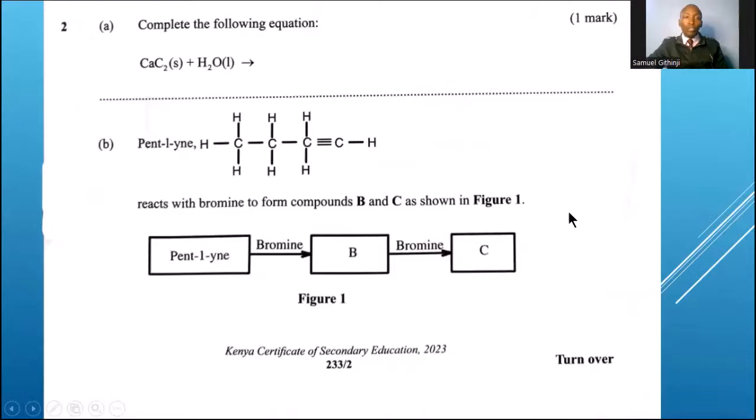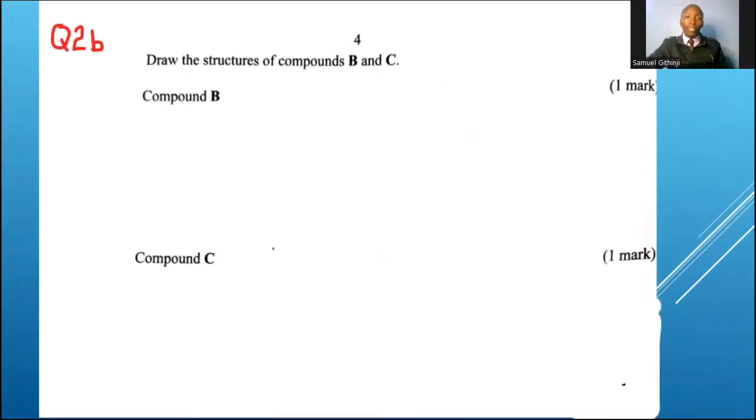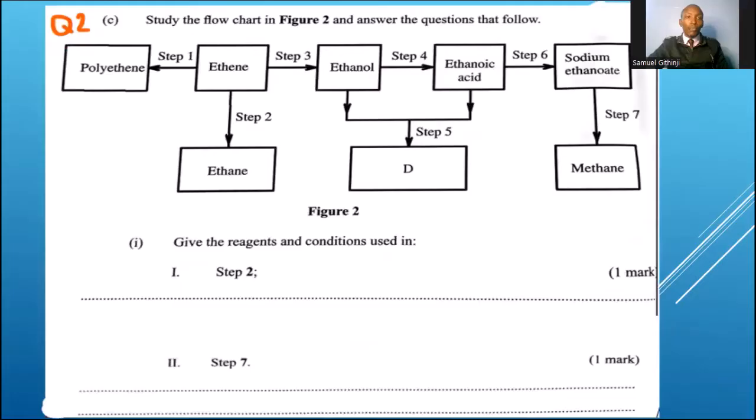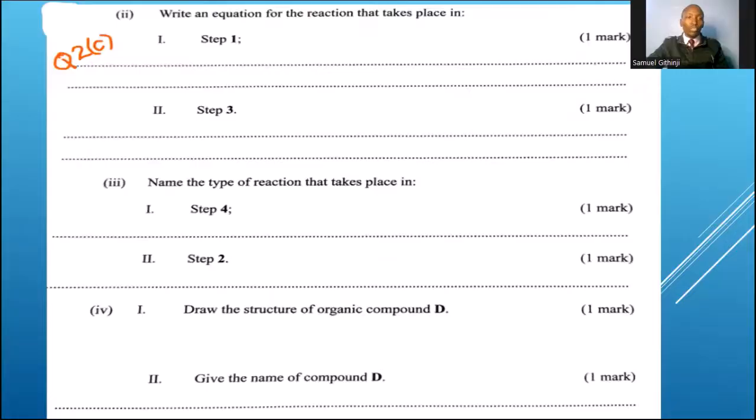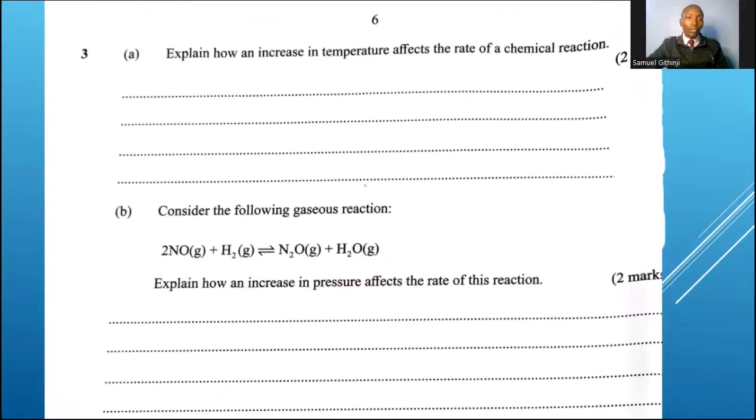Moving on to question 2, a question on organic chemistry. So that's question 1, question 2, A and B. Question B continues there, number 2B. Number 2C continues. You can see there's a flow chart. You need to study and answer the questions. Remember, I'm just taking you through the questions so that you can attempt before we discuss the questions together. Question 2 continues. That's the end of question 2. Question 3, a question on reaction rates.